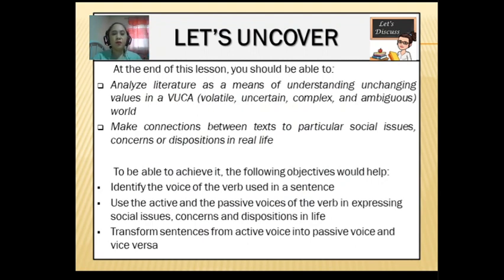We have two most essential learning competencies for the fifth module, and these are to analyze literature as a means of understanding and changing values in a VUCA world, or volatile, uncertain, complex, and ambiguous world, and to make connections between text to particular issues, social issues, concerns, or dispositions in real life. So, to be able to achieve it, the following objectives would help.